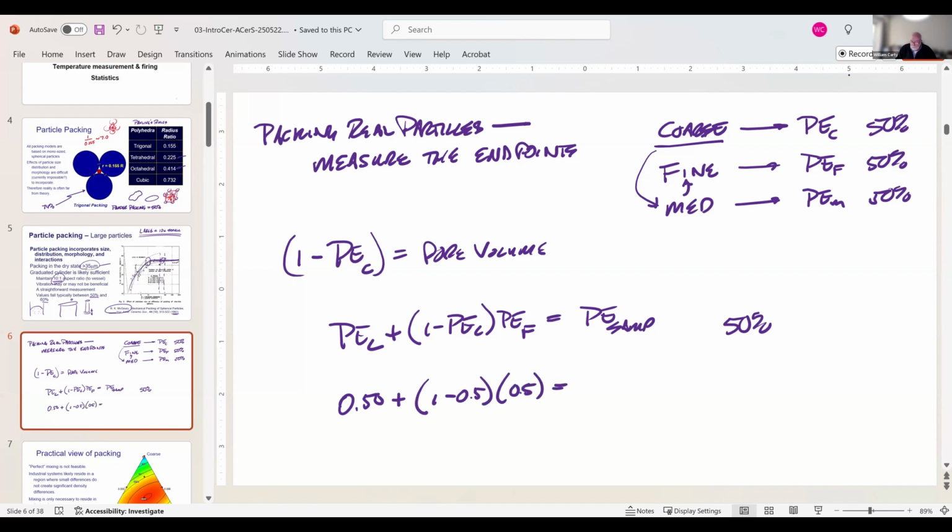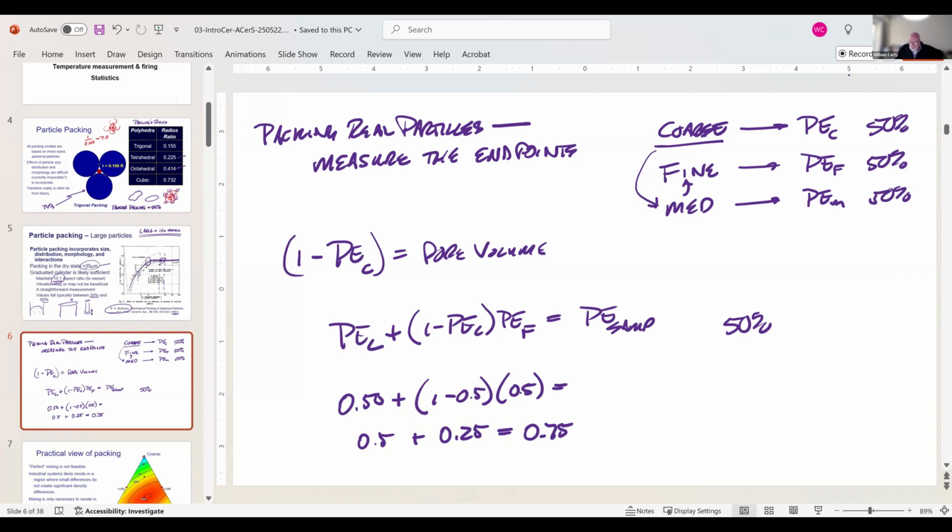equals what? This is 0.5 plus, this is going to be 0.5 times 0.5, 0.25. This equals 0.75. So if I pack coarse particles and fine particles at 50%, I get 75% packing efficiency. And what's the ratio of those two?